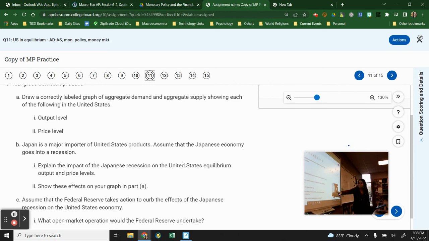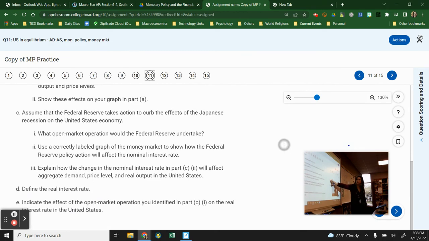All right. C. Assume that the Federal Reserve takes action to curb the effects. What does that mean? Curb the effects of the Japanese recession? Yeah, they're in monetary policy. They are going to do something to stop the problem. They're going to try to fix it. They're going to curb the effects, which means they're going to try to fix it. What type of problem do we have?